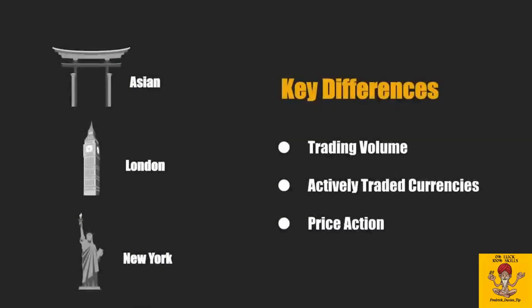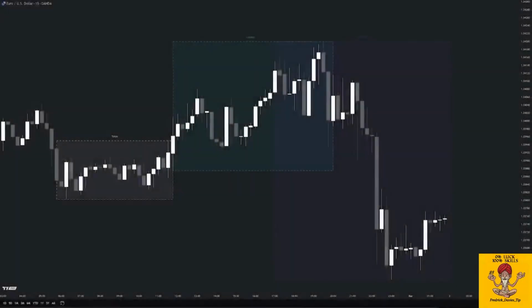Now let's move on to the third key difference between the sessions, which is the price action. In the forex market, time and price are connected, with volume affecting price movement throughout the day. When you look at major currency pairs, you'll notice some common patterns at different times, which can give you good opportunities. The Asian session is often about consolidation and forming key levels. Because the volume is low, the market tends to stay within a small range, and price action during this time helps set up for bigger moves later.